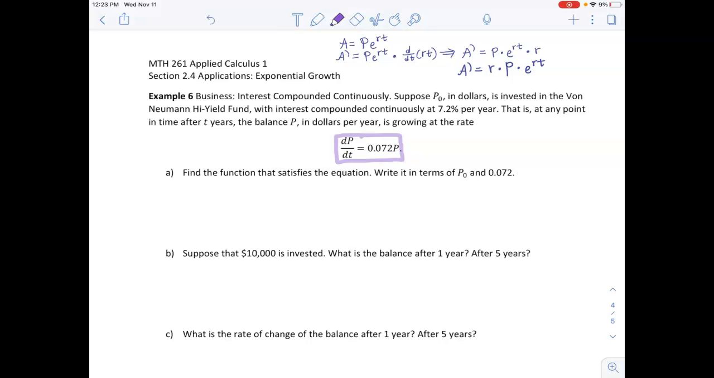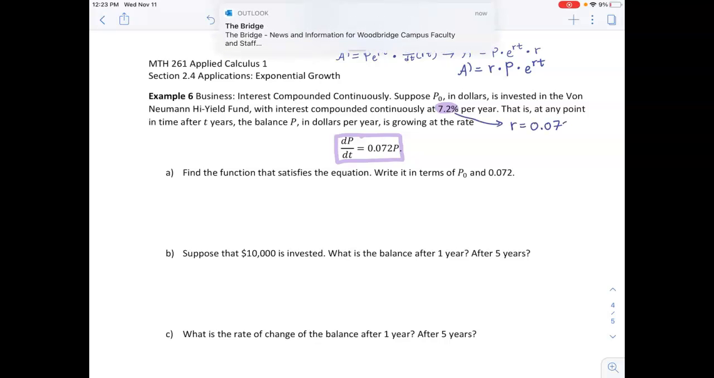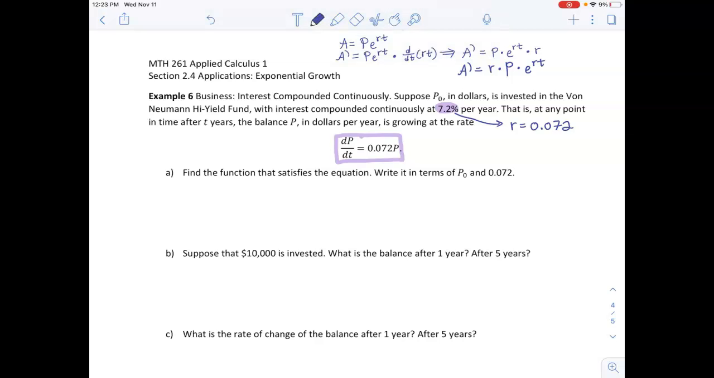Suppose P naught dollars is invested in the Von Neumann High Yield Fund with interest compounded continuously at 7.2% per year. Now 7.2%, that is your R. R is equal to 0.072. So if I plug that R into this function, the derivative of this function is 0.072 times the original, the continuously compounding function. So we could have come up with that rule, but they gave it to us in dP/dt notation. Instead of calling it A, they called it P. Their function name is P.